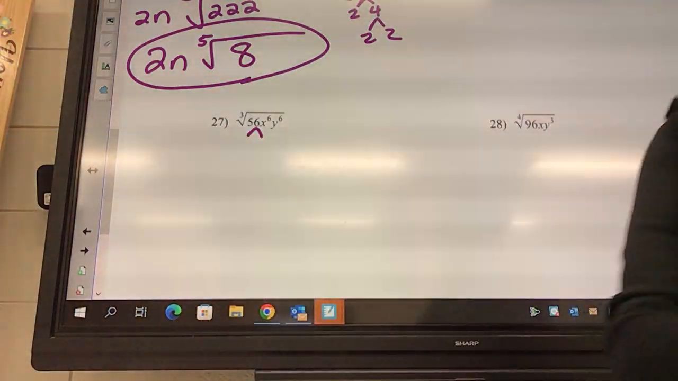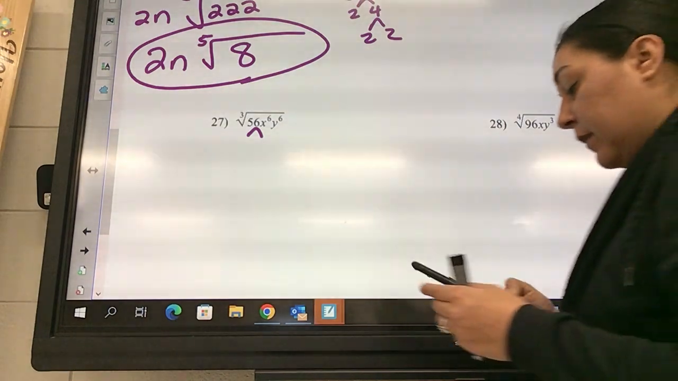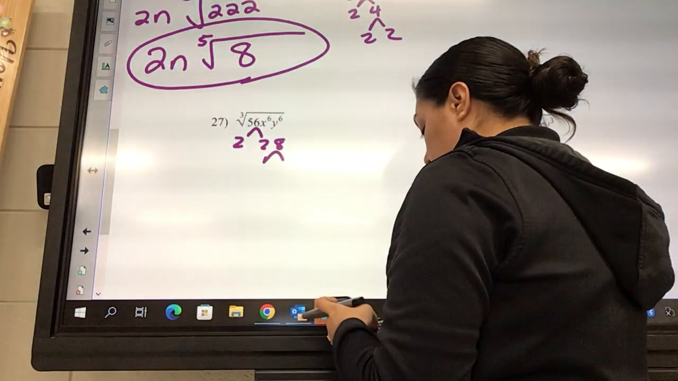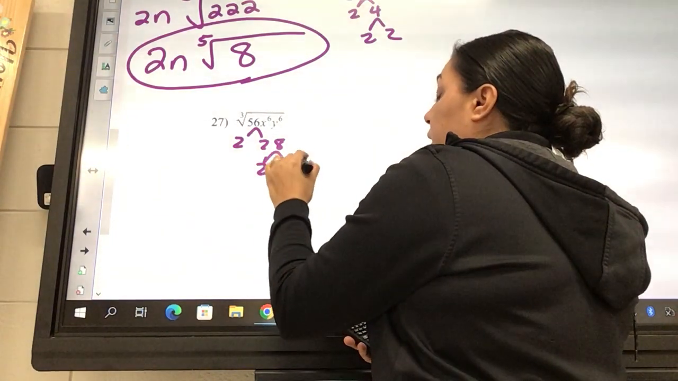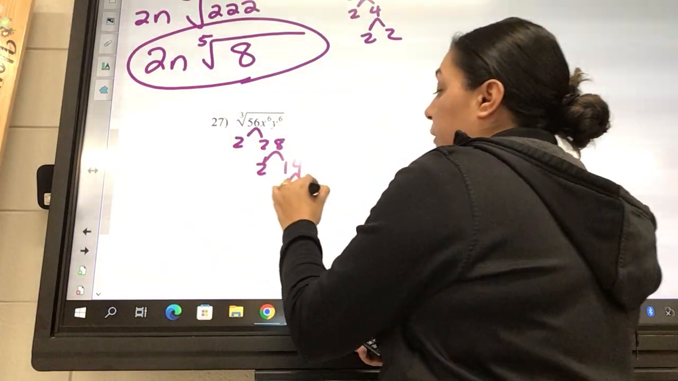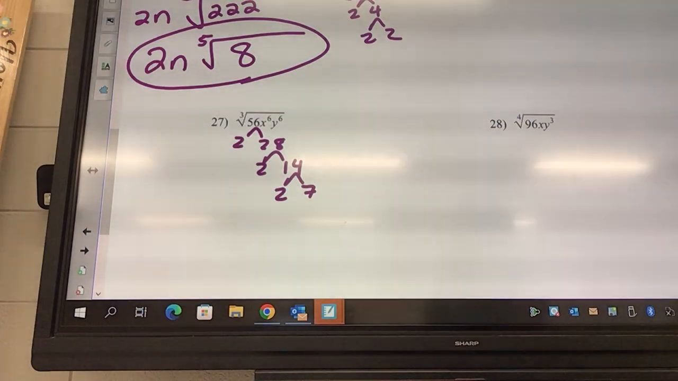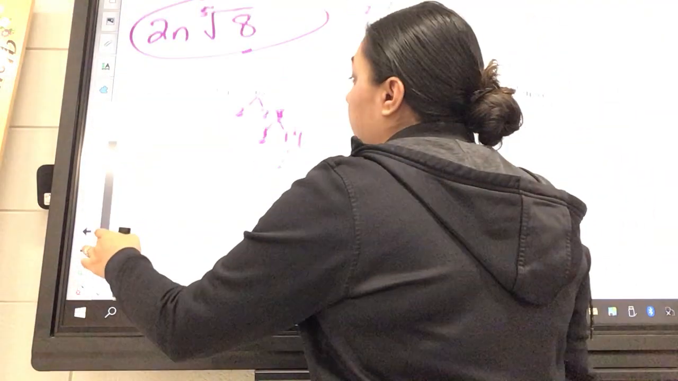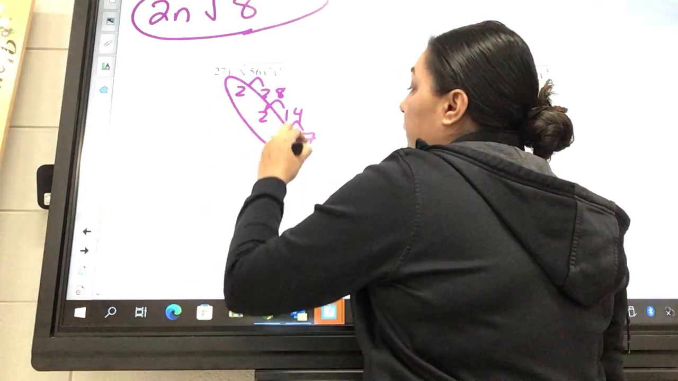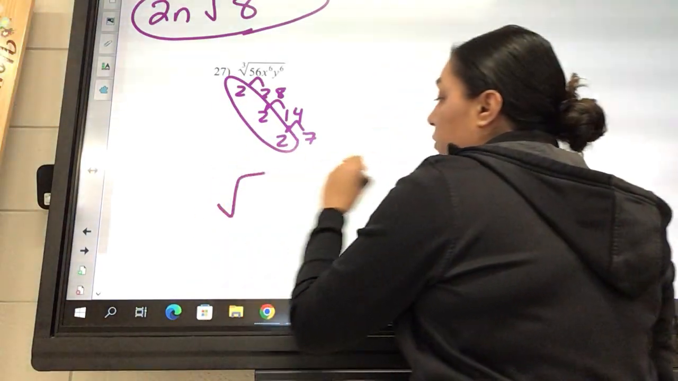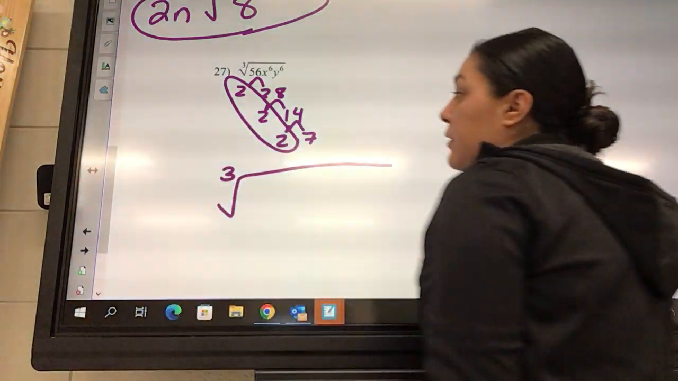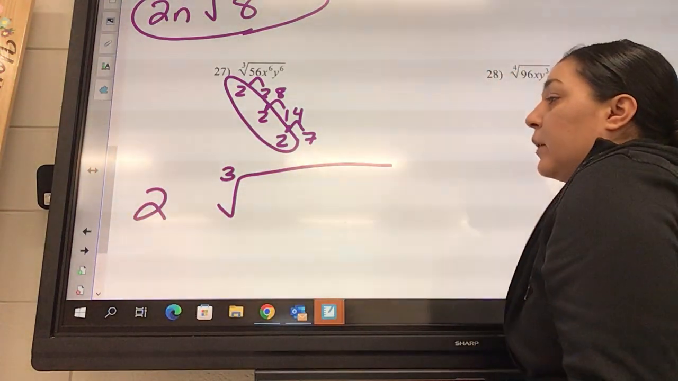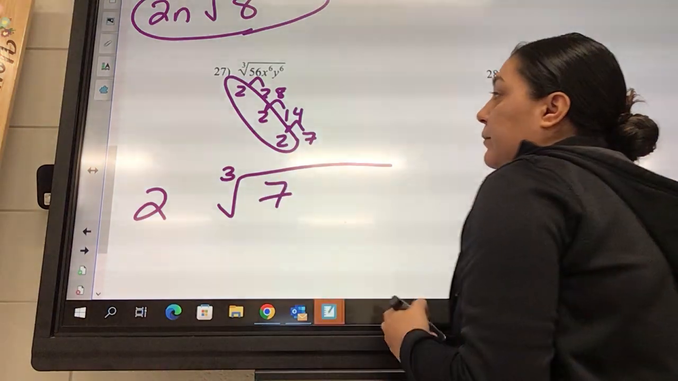Okay, last one, 56. We got 2 and 28, 2 and 14, 2 and 7. What is my group number? I'm pulling stuff out in groups of, and in this case it's 3. So we're going to draw our little thing, put our baby 3 there because it's important. I got 2. Who cannot go? Well, the 7 cannot go.